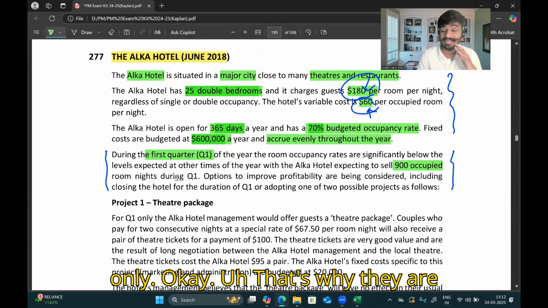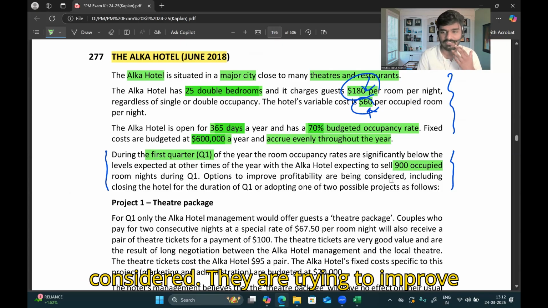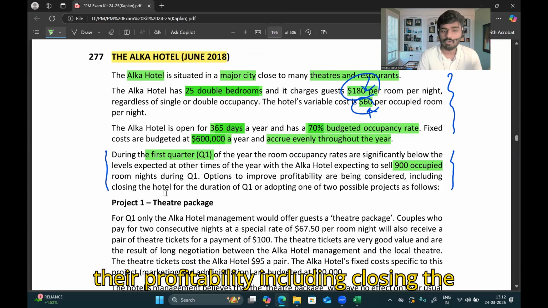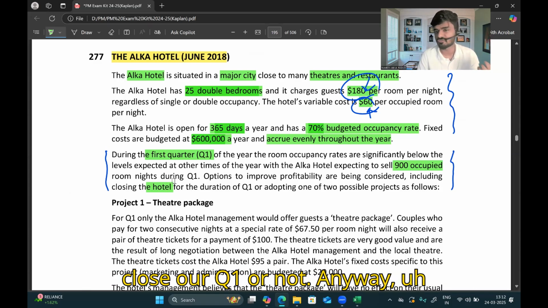That's why they are thinking whether to close down or not. Options to improve their profitability are being considered, including closing the hotel. They have an option whether to close. They have already asked us to say whether they should close for Q1 or not.